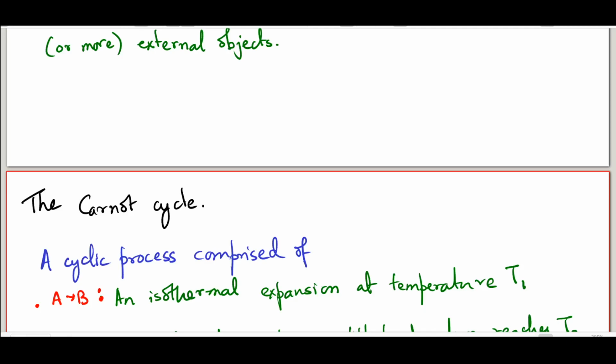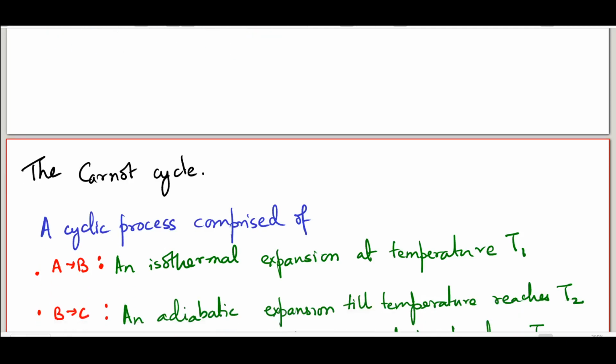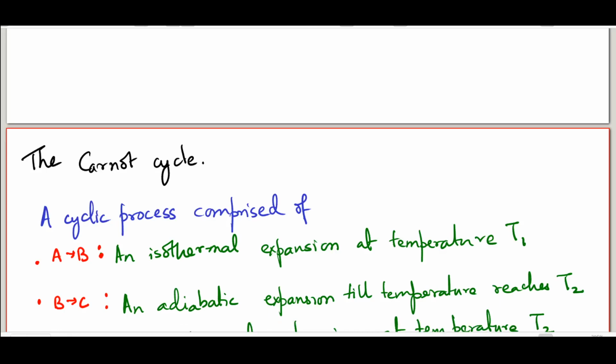Moving on, the second step, the step from state B to state C, is an adiabatic expansion till the temperature reaches a smaller value of T2.